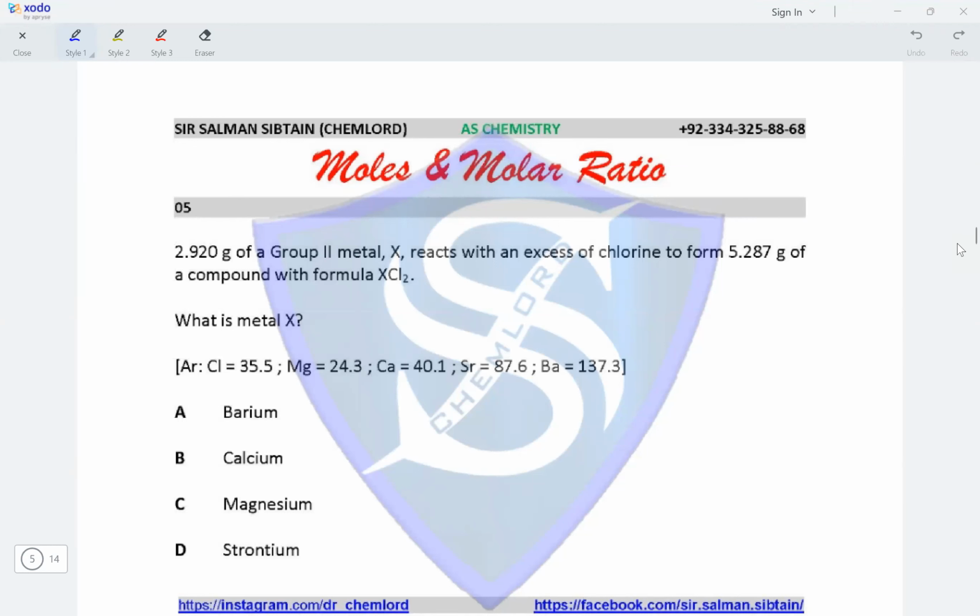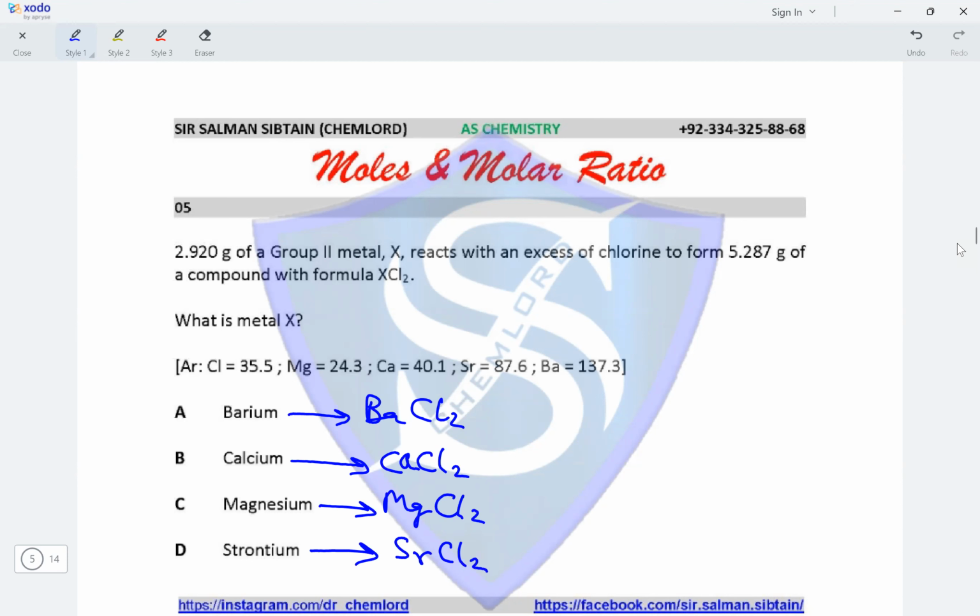Question 5. 2.920 grams of group 2 metal X reacts with an excess of chlorine to form 5.287 grams of a compound with the formula XCl2. What is metal X? So, in the case of each of these compounds, we've got barium producing barium chloride, we've got calcium producing calcium chloride, we've got magnesium producing magnesium chloride, and we've got strontium producing strontium chloride.